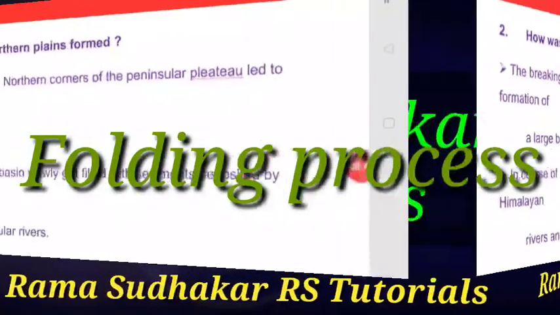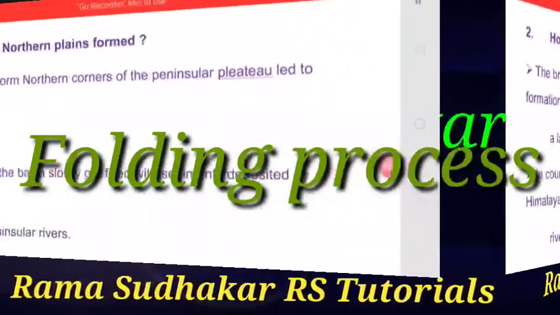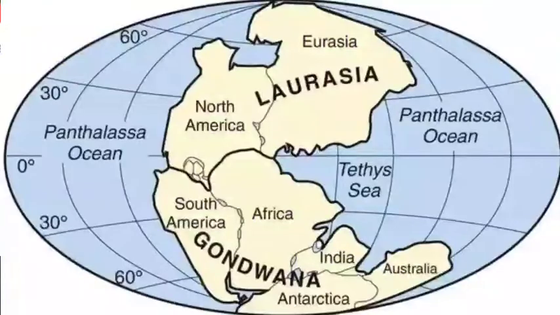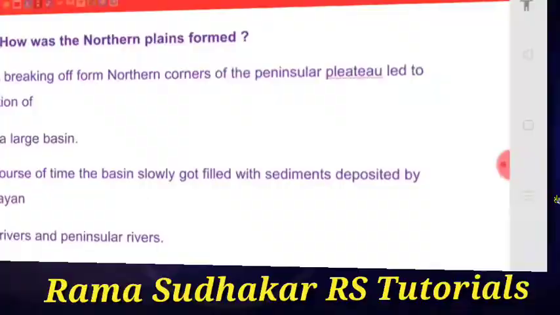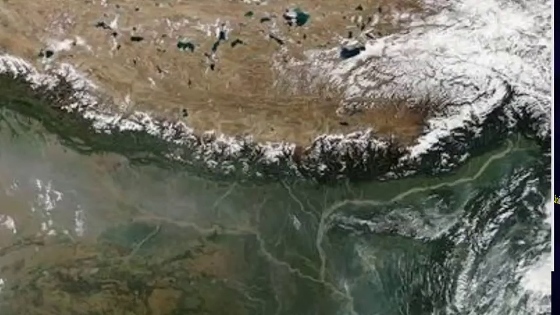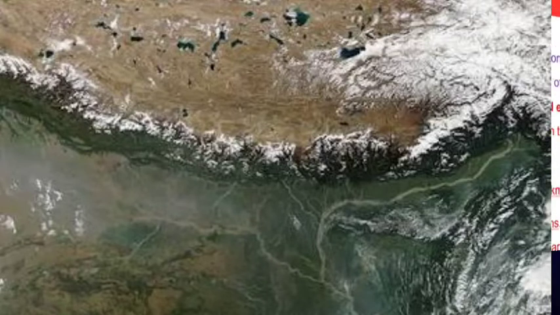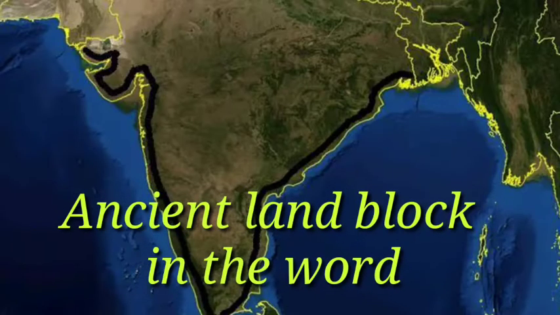How were the northern plains formed? The breaking off from the northern corners of the peninsular plateau led to the formation of a large, shallow basin. In course of time, the basin slowly got filled with sediments deposited by the Himalayan rivers and peninsular rivers. In this way, the large, extensive flat northern plain formed. The peninsular plateau is one of the most ancient land blocks of the earth.